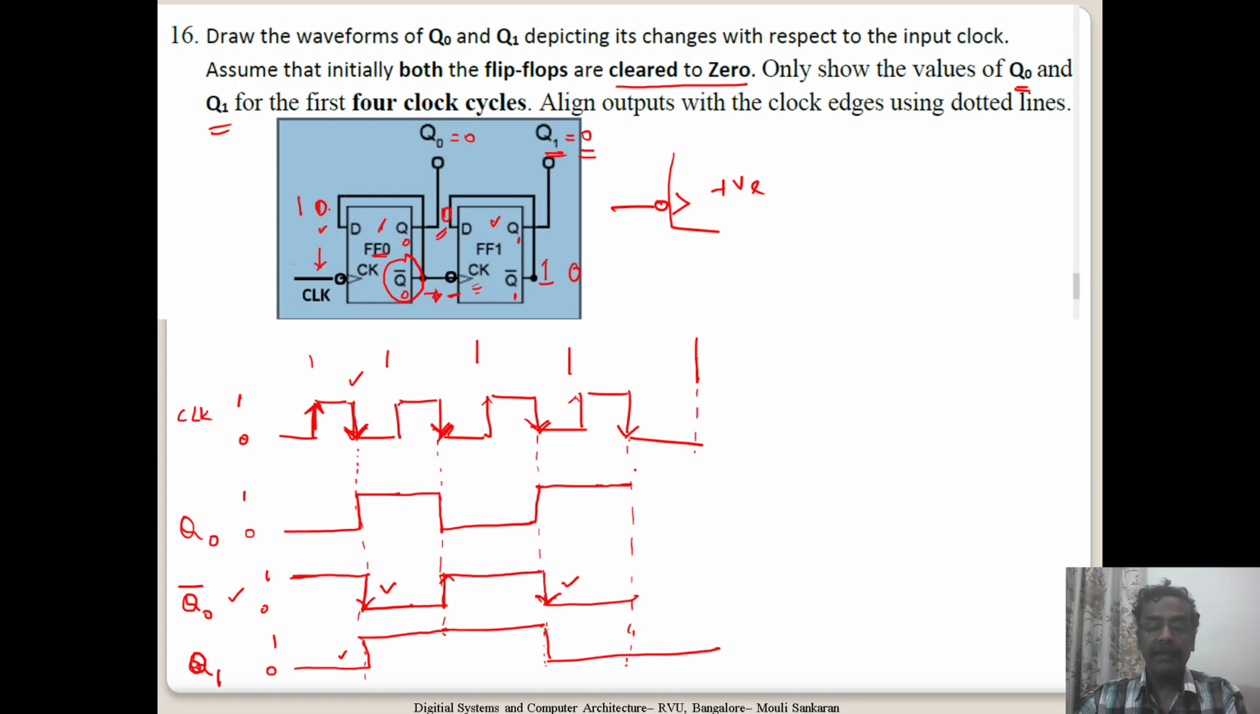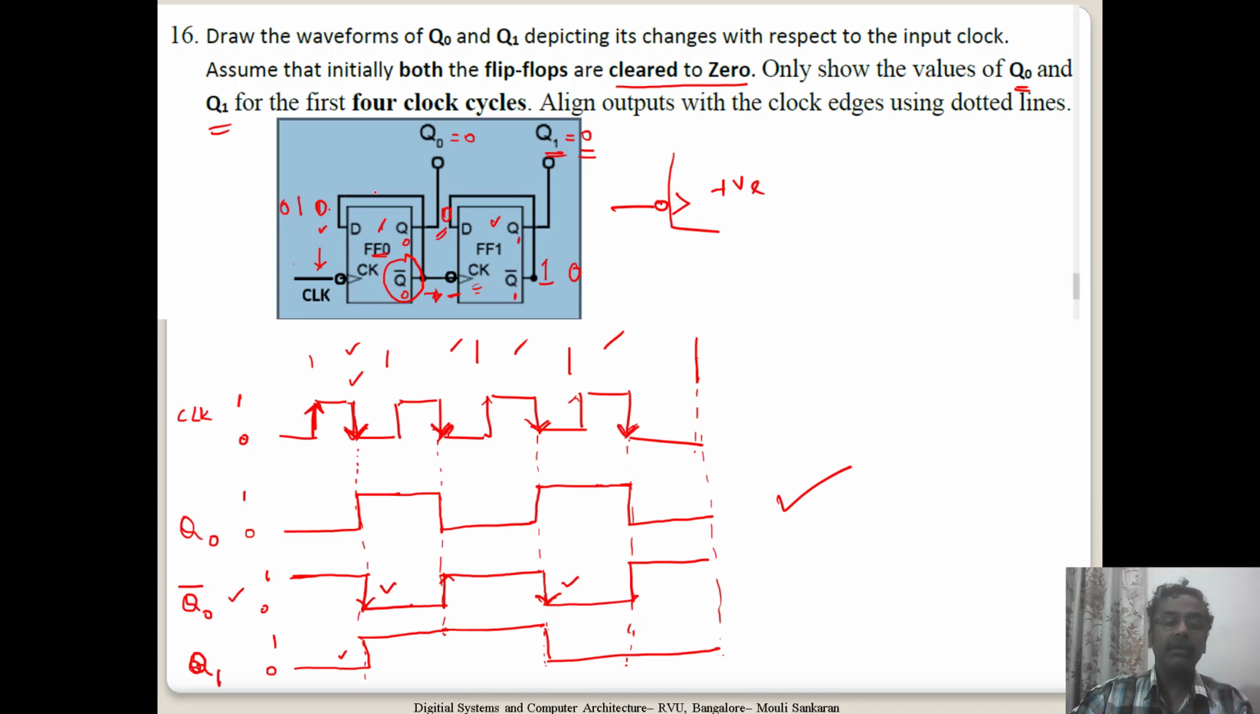Now, what happens here? This is again a negative edge. Q naught is going to react to that, and Q naught bar is 0. So, 0 is going to be waiting here. That means it is going to latch a 0 value. So, this will be like this. If it becomes a 0, this will become 1, and this is the output. Now, later on change will happen, but we are expected to only draw the waveform for the first 4 clocks. We have drawn this. So, this is the waveform which you are supposed to draw.